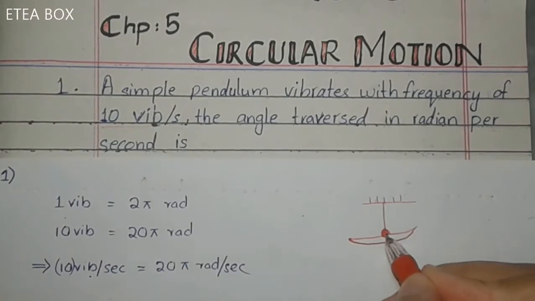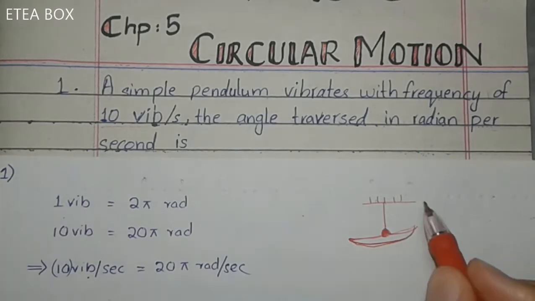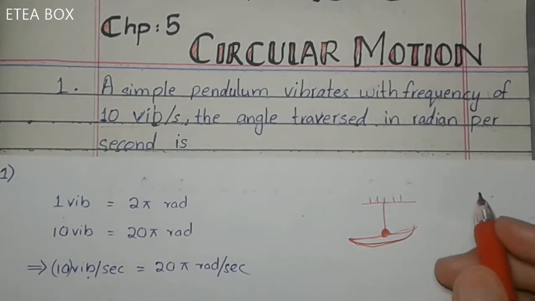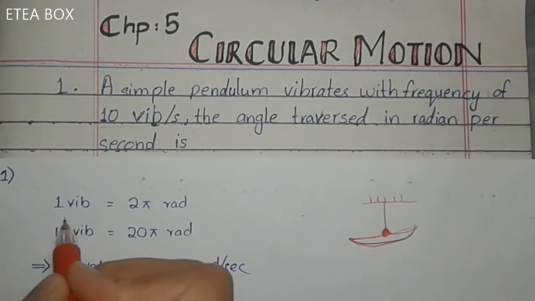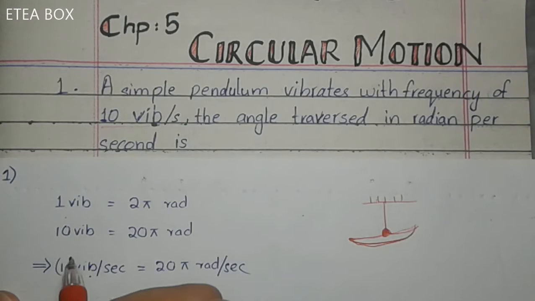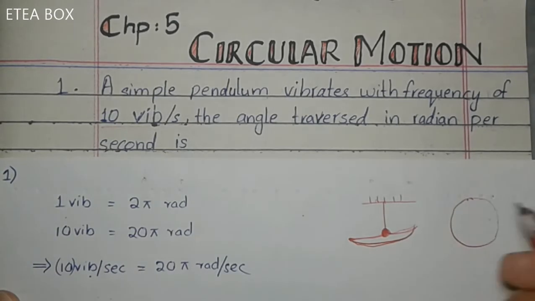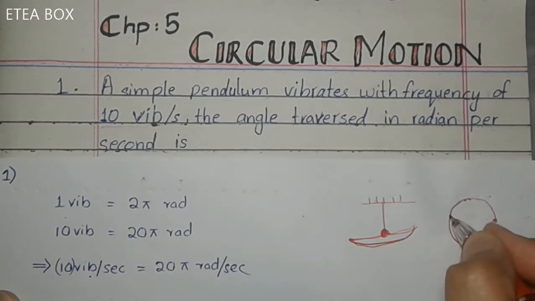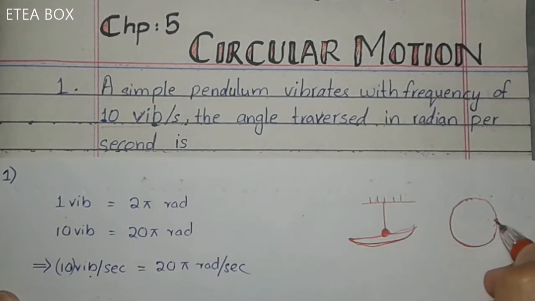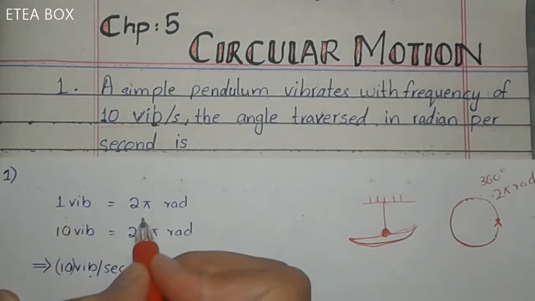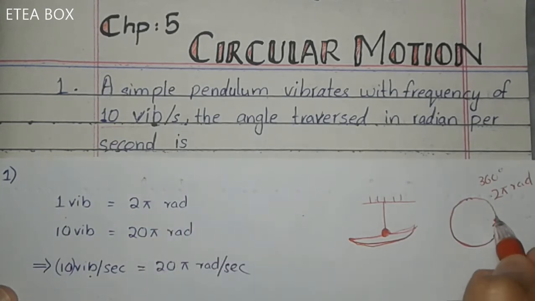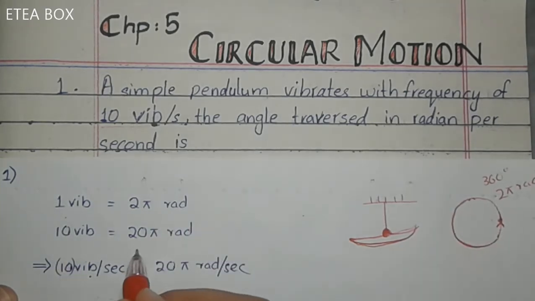Look, here is a simple pendulum, and from this position to again its initial position, it completes one vibration. But here 10 vibrations per second is given. So let's convert this into radian per second. Here we know that one vibration is equal to 2 pi radian. Like if we consider this simple pendulum as in a circle, then from this position to here and again to its initial position, it completes one circle or 360 degree, which is equal to 2 pi radian. Okay, one vibration is 360 degree and 10 vibrations means 20 pi radian.